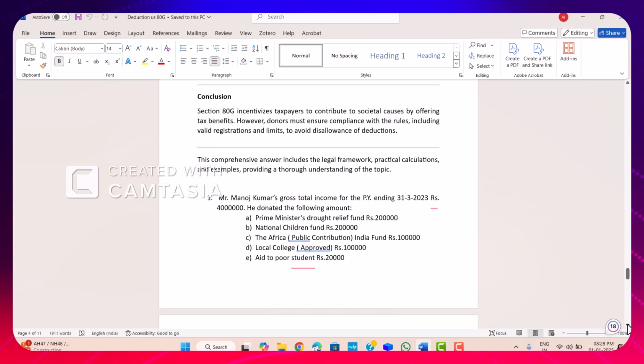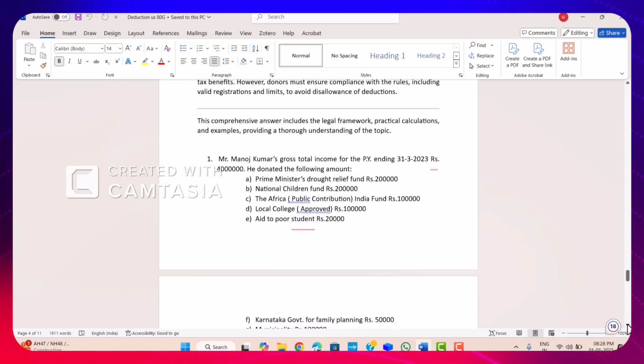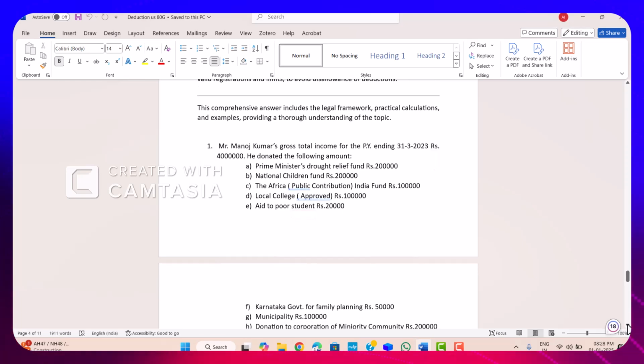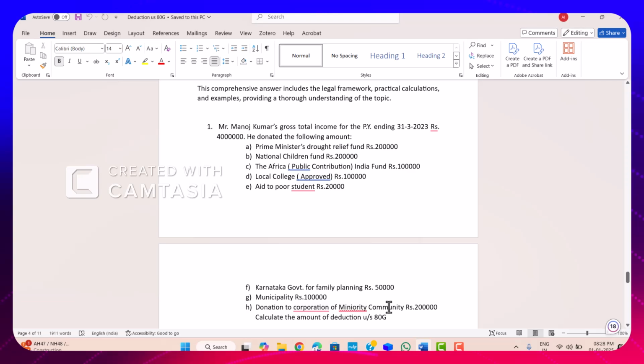Here we have one question. Mr. Manoj Kumar's gross total income of the previous year ending 31st March 2023 is rupees 40 lakh. He donated the following amounts. One is the Prime Minister Drought Relief Fund, which comes under the 50% with limit item. National Children's Fund comes under 100%. Fully you can claim a deduction.